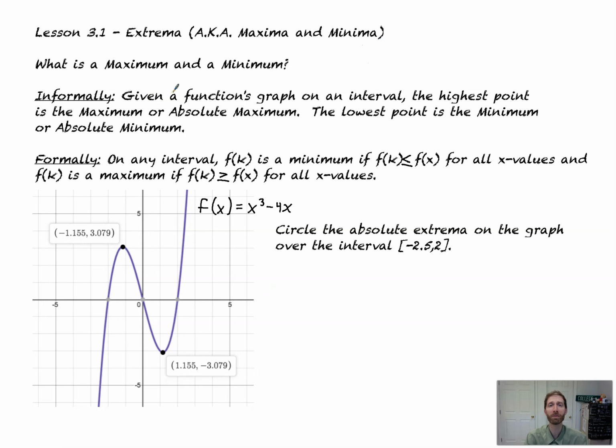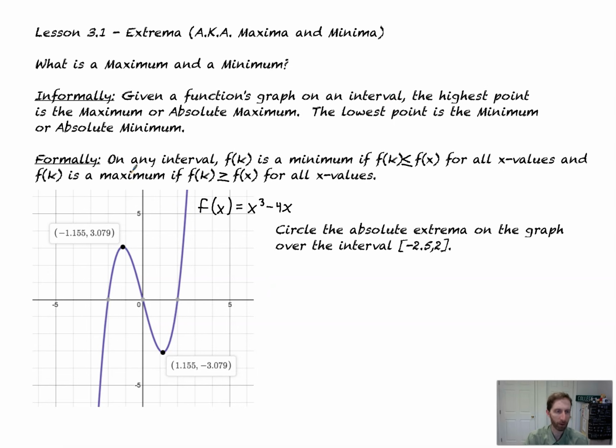So what is a maximum and what is a minimum? Basically here, informally speaking, if you've got a function's graph on an interval, we're going to go over what the absolute max and min are shortly, but just in general, you've got any interval. The highest point on that interval, the highest y value, is your maximum. The lowest y value, or the least value, is your minimum. That's it. We call those absolute minimum and absolute maximum.